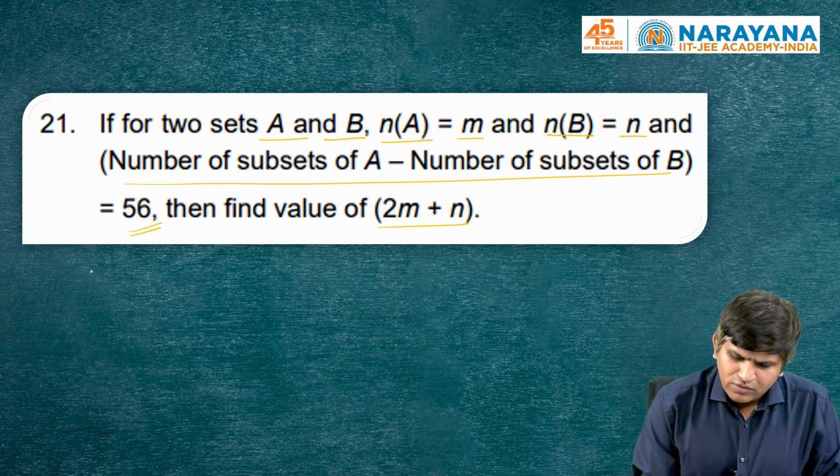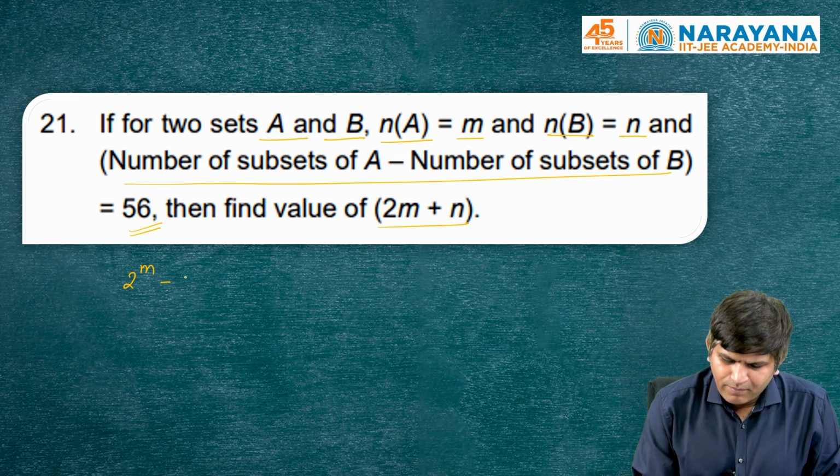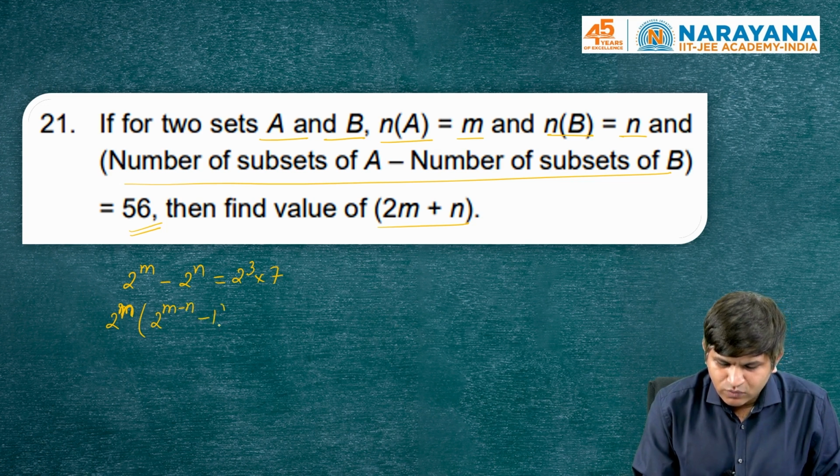Okay, so the number of subsets will be 2 power m minus 2 power n, which is given as 56. We can write 56 as 2 power 3 into 7. If we take 2 power n common, we get 2 power n into (2 power m minus n minus 1) equal to 2 power 3 into 7.